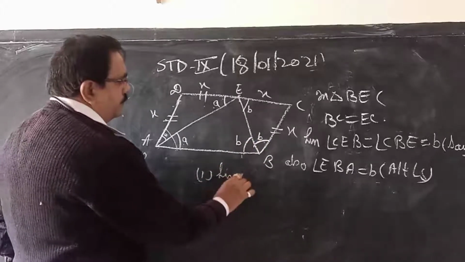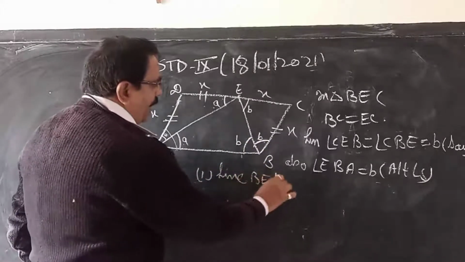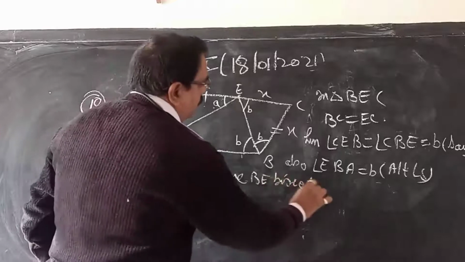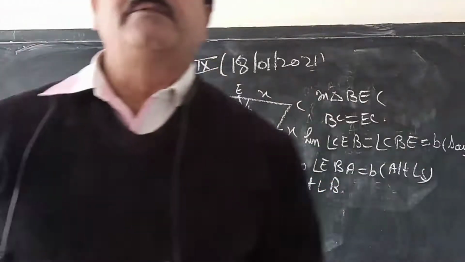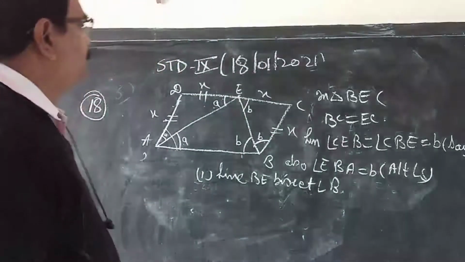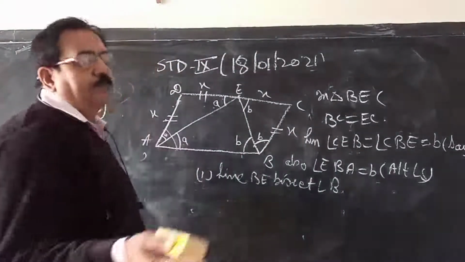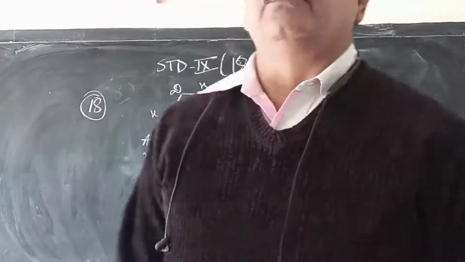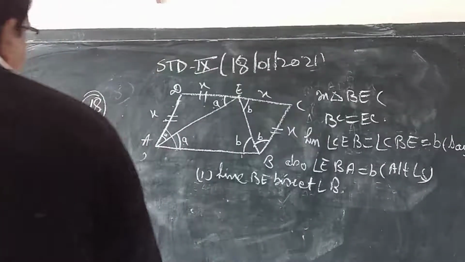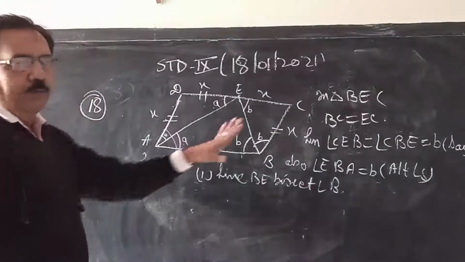So the first part is proved: this angle is b, this is angle b. Hence, BE bisects angle B. Do you follow this, sir? Now we have to prove the second part, angle AEB equal to 90 degrees.